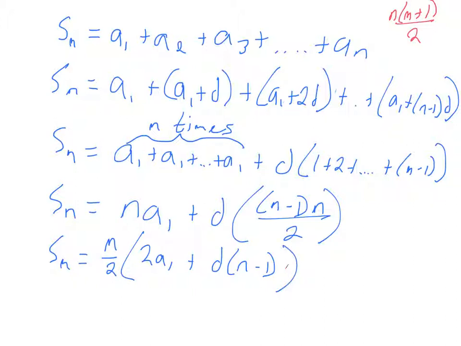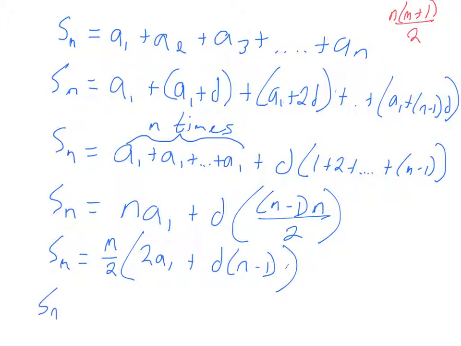Now, we're getting really close. So that's one of the formulas we can use there. So this is one of the formulas. And this formula is really useful if you know a sub 1, you know d, and you know n, and you want to find the sum of the first n terms of an arithmetic sequence, and you know all three of those things, then that's a good formula to use. But there's other formulas we can use as well.